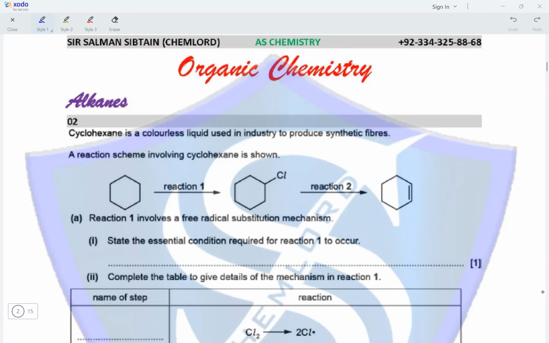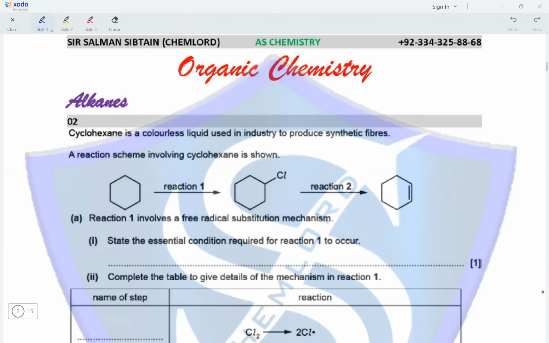Question 2. Cyclohexane is a colorless liquid used in industry to produce synthetic fibers. A reaction scheme involving cyclohexane is shown. So in reaction 1, the cyclohexane has a chlorine substituted on it. And in reaction 2, we have got the chlorine and the hydrogen from another carbon atom removed and a double bond introduced. Reaction 1 involves a free radical substitution mechanism.